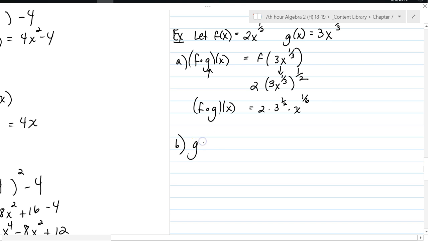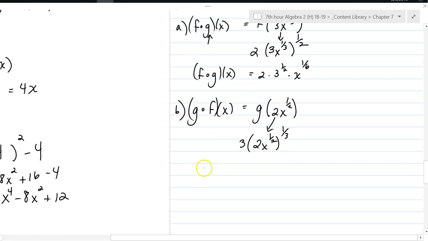And then we're also going to find g of f of x. So we're going to start with the inner function, which is f. So I'm going to write g of 2x to the 1/2. So I'm going to rewrite the g function, 3x to the 1/3. Notice when I say x, I put a blank. And instead of an x, I'm going to replace it with 2x to the 1/2. So I can do a little simplifying. g of f of x is 3 times 2 to the 1/3 times x to the 1/6.